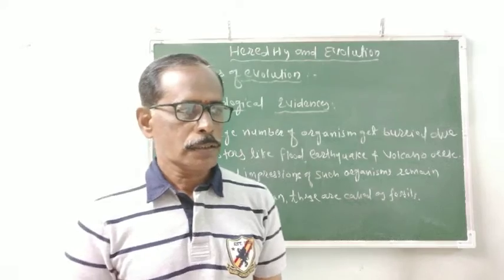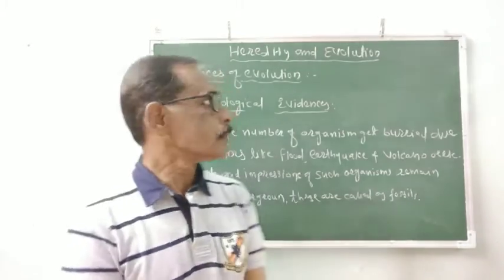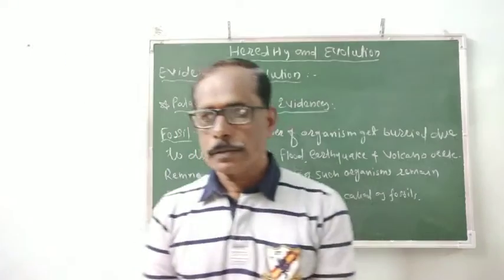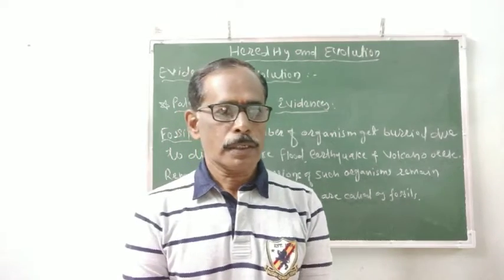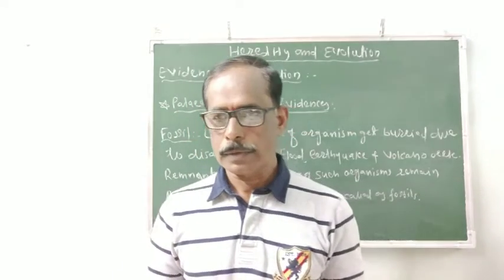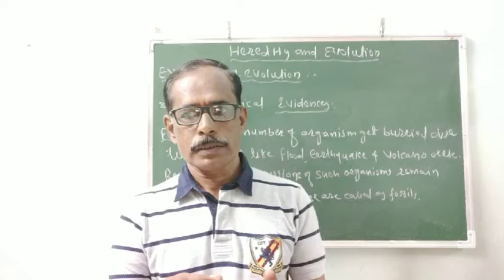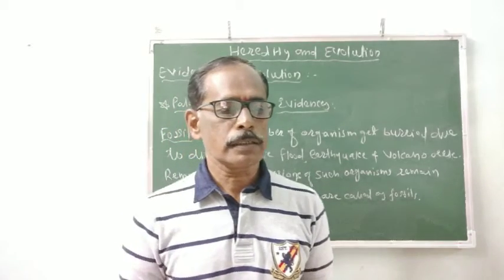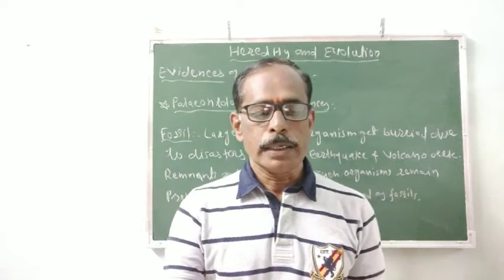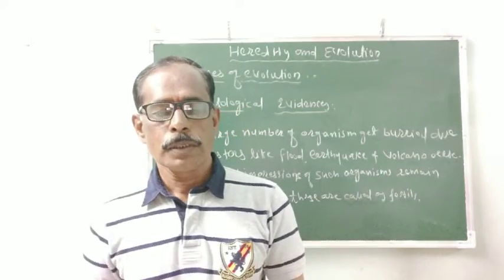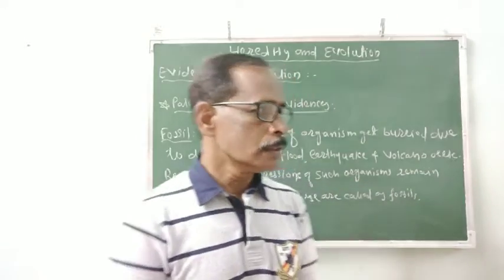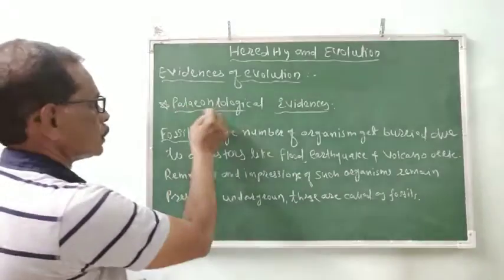We are studying our chapter, heredity and evolution. In that chapter, from the first part up to the last part, we are also studying the evidences of evolution. We have taken information about some evidences: the morphological evidence, vestigial organs, and the anatomical evidences. Now we will take information about the paleontological evidence.